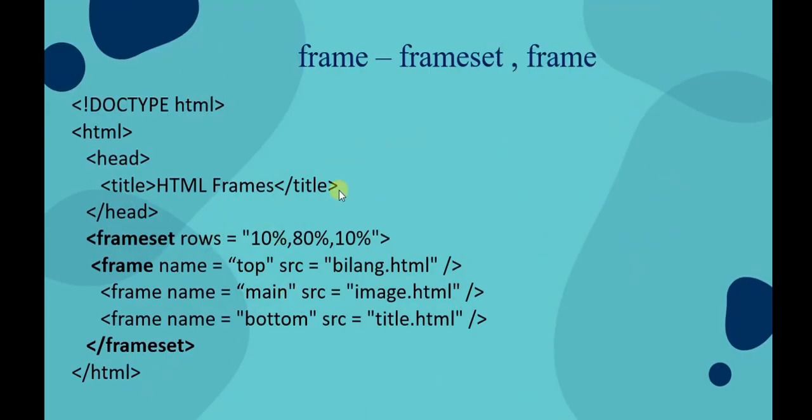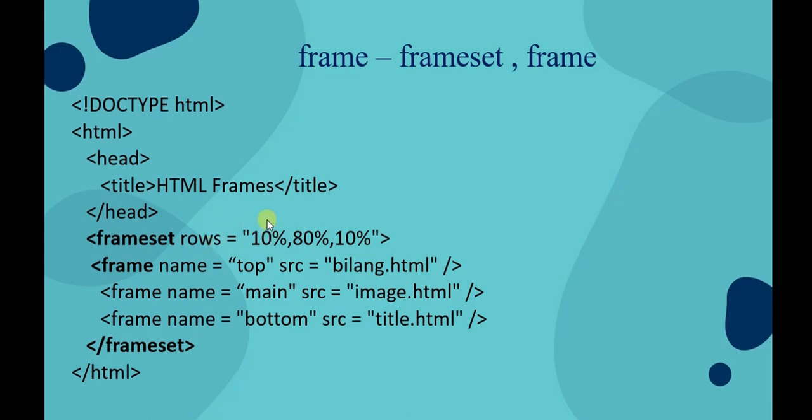Next one, frame. Frame is nothing but dividing your web page into one or more parts, and inside each part you can use another HTML document. Here you can see frameset. I am setting my frame, that is my web page. I am setting my web page divided into 3 rows. The rows attribute means I am dividing it into 3 rows. If you give cols, you can divide it into columns.